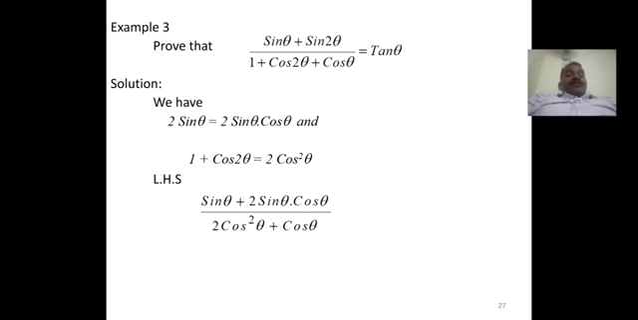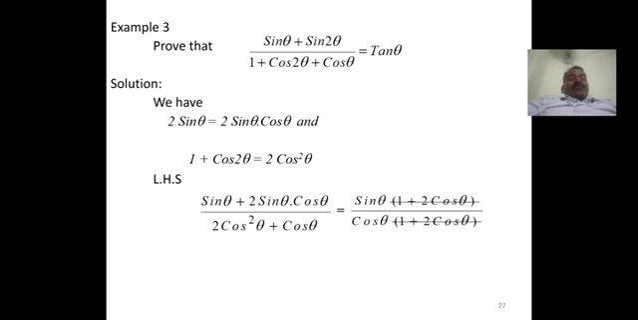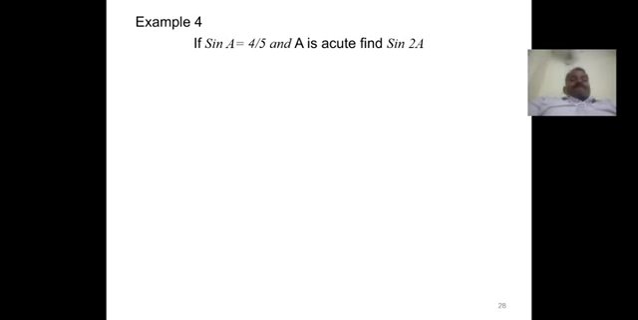Now from this, take sin theta common in the numerator, the remaining is 1 plus 2 cos theta. Take cos theta common in the denominator, and we will get 1 plus cos 2 theta. Here 1 plus cos 2 theta, 1 plus cos 2 theta will cancel. The result is sin theta by cos theta, that is tan theta, that is RHS. Now we'll take the next problem.